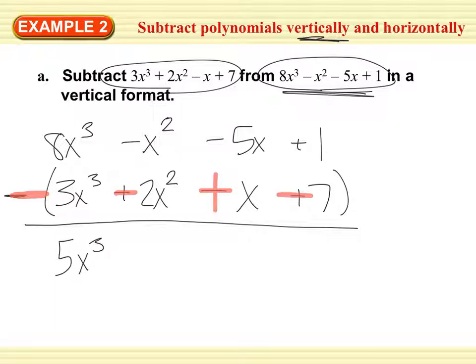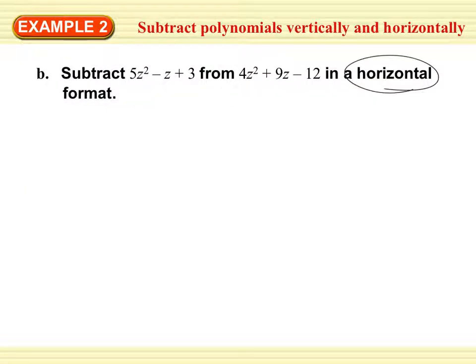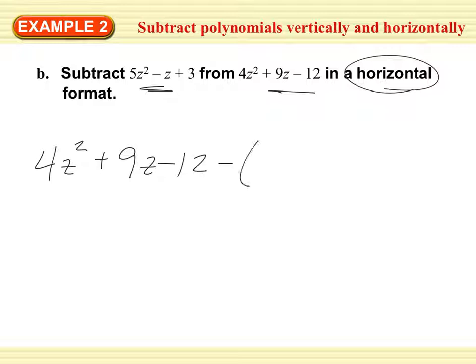-1 minus a 2 is -3, because there's a 1 here. -5 plus 1, because there's a 1 there, is -4. And -6. And we're good to go. Next, I try the horizontal. Subtract this one from that one horizontally. Normally, you won't have to rewrite them when you are subtracting horizontally.